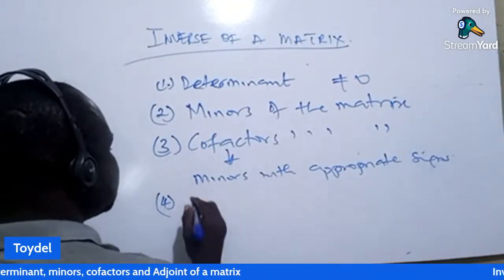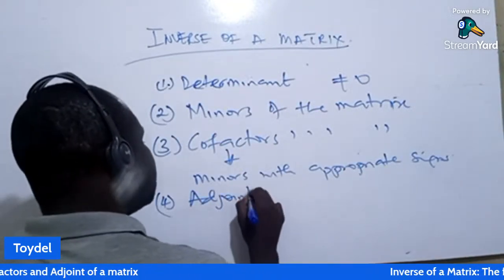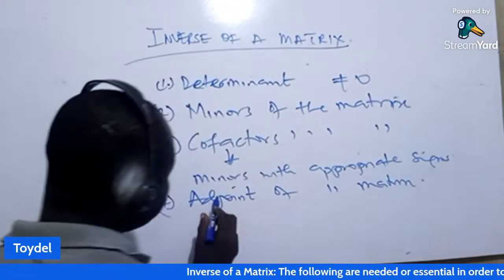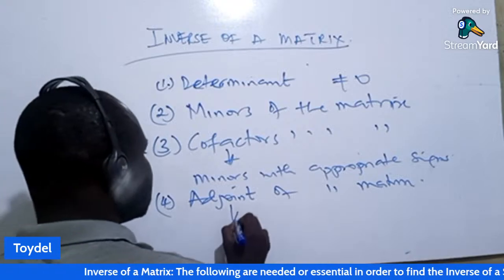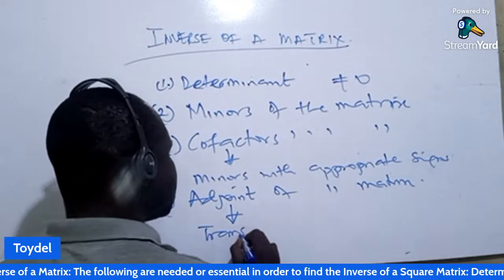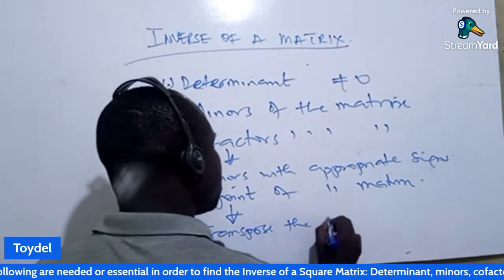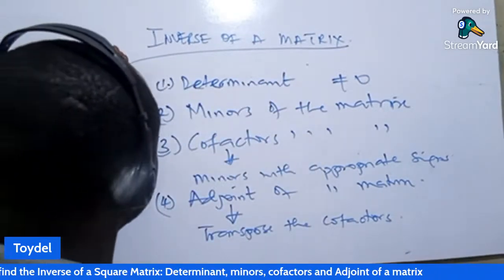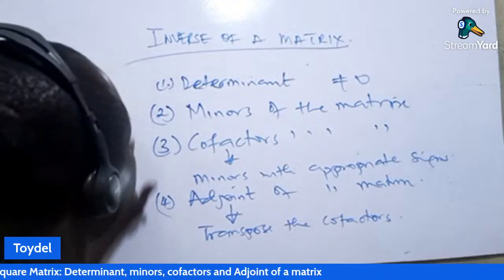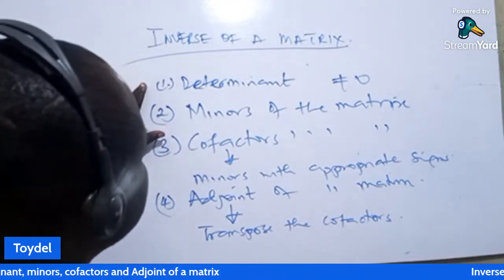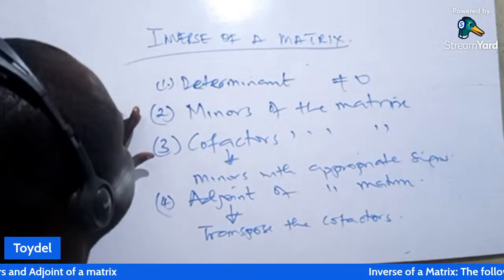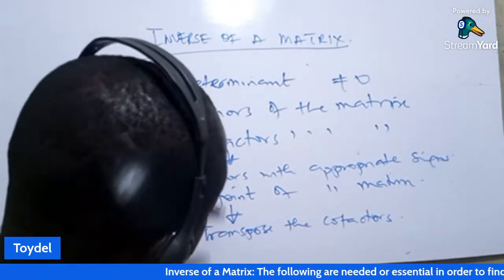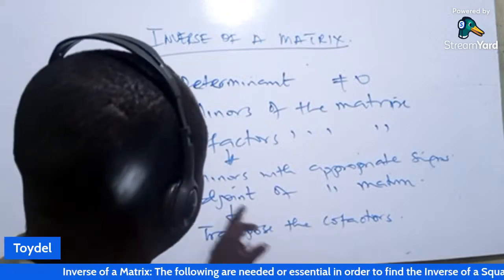Then the next step is to find the adjoint of the matrix. The adjoint of a matrix simply means that we transpose the cofactors. So these are the steps that will be taken for us to be able to find the inverse of a matrix. We find the determinant, we find the minors of the matrix, we find the cofactors, that is the minors with the appropriate signs. Then we transpose the cofactors, and that's when we get the adjoint.